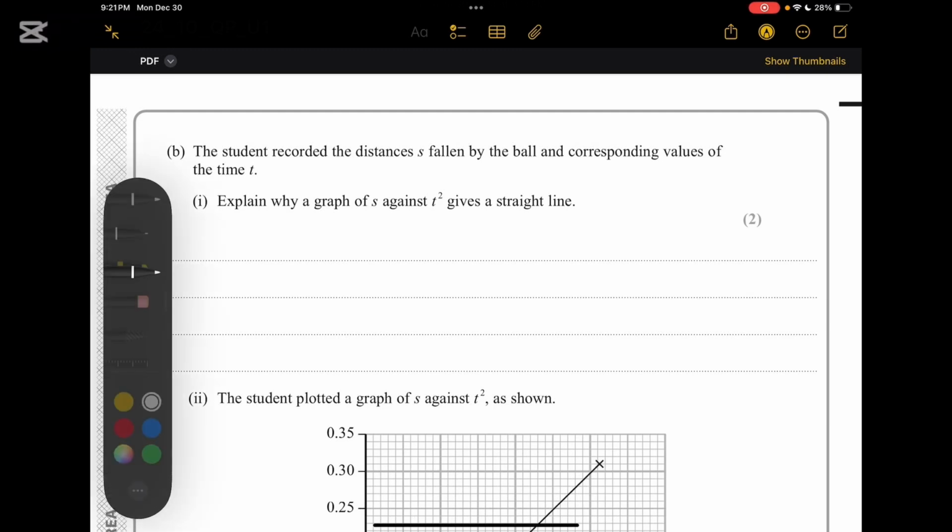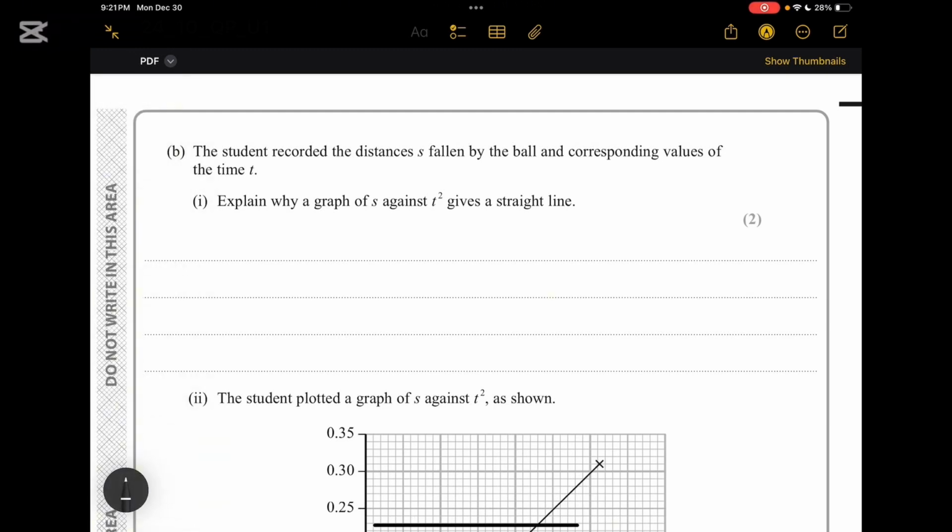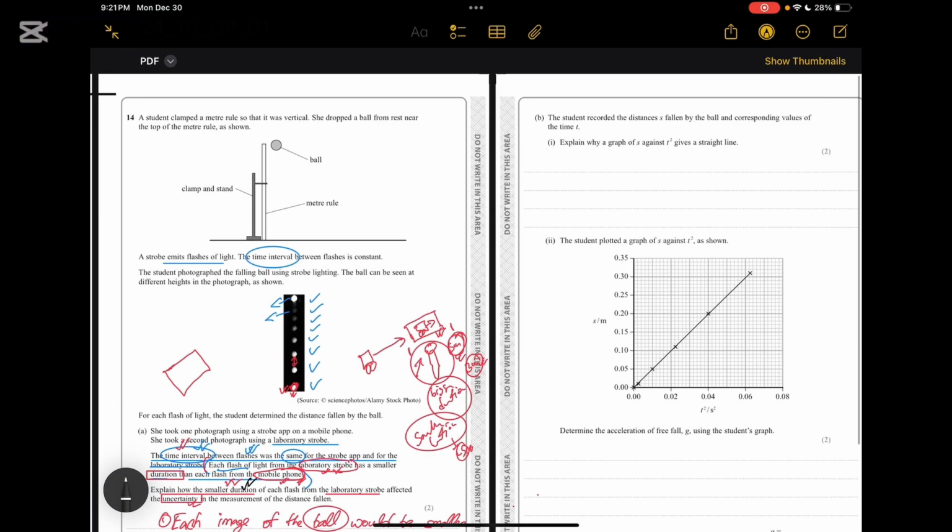All right. So the student recorded the distance fallen by the ball corresponding to the value t. A graph of s against t gives a straight line. Okay, this is a very small one.